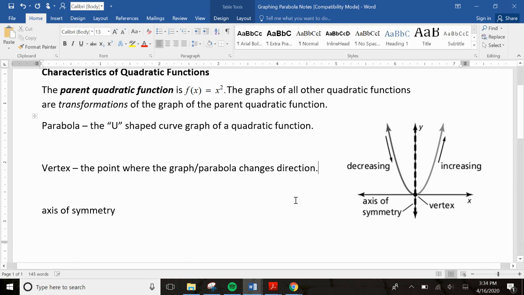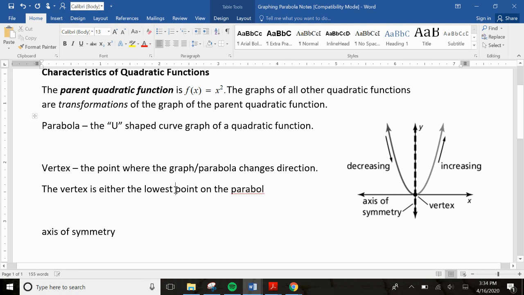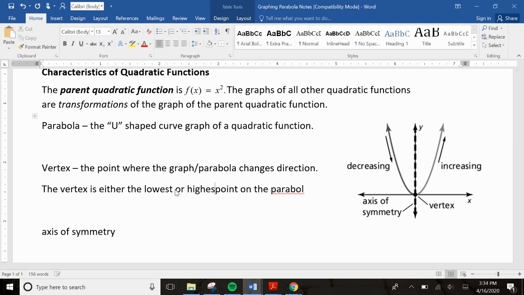And right now we can see that with this parabola, the vertex is actually the lowest point. So let's add that in there. Actually, let's say the vertex is either the lowest or highest point on the parabola.